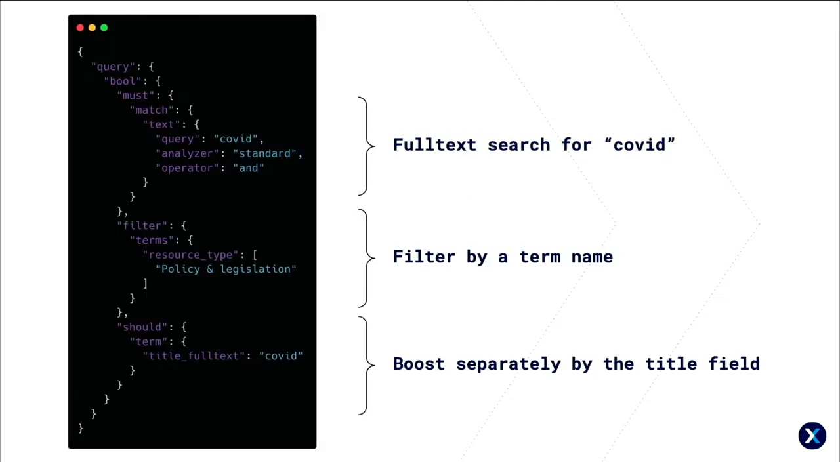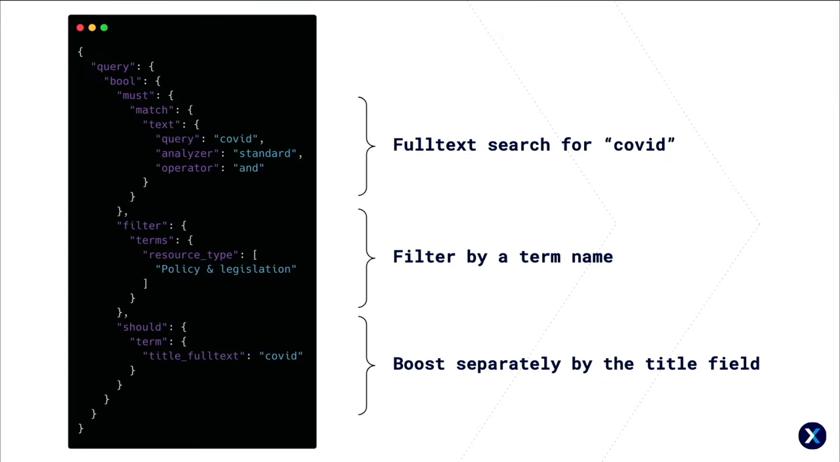So having a look at a full query, if you didn't know, when you query OpenSearch, you just post a bunch of JSON at it, and it gives you JSON back. But we'll go through this in a little bit more detail. So up the top, we've got our must query. So every thing that returns from the search query, we're going to only match things that have COVID in the aggregated field. And in this case, we've called it text. That's what that little key there is. The next chunk of this is filtering on a term name. In this case, it's the resource type field. And we're filtering on policy and legislation.